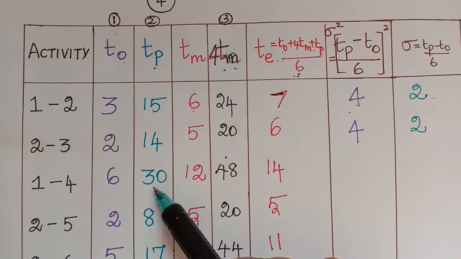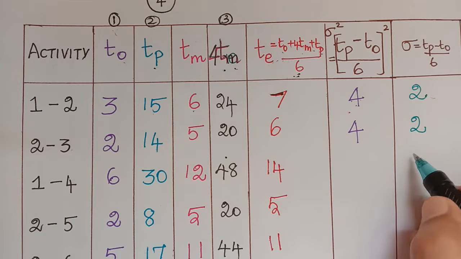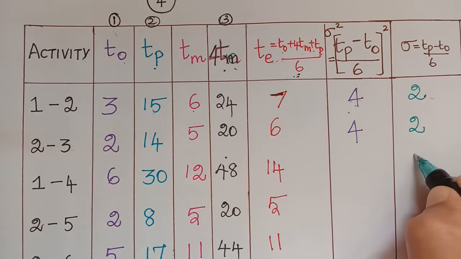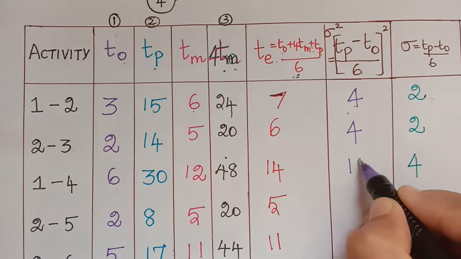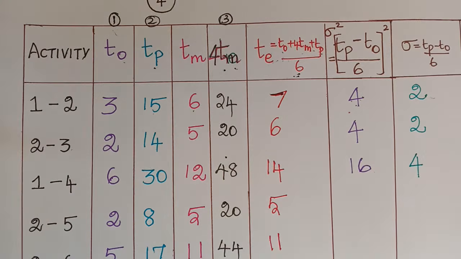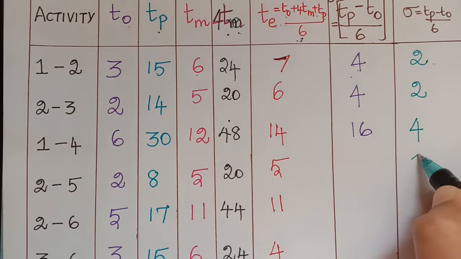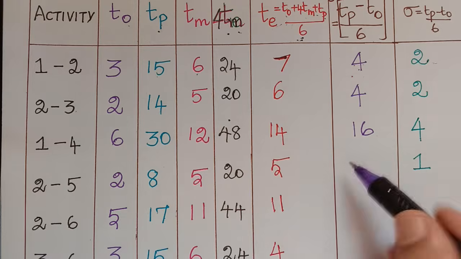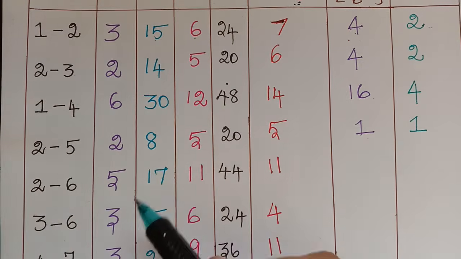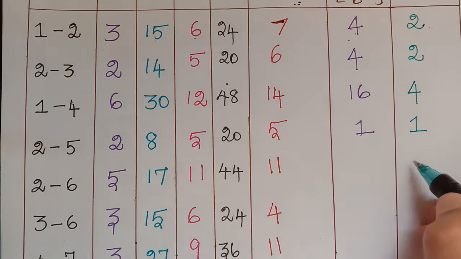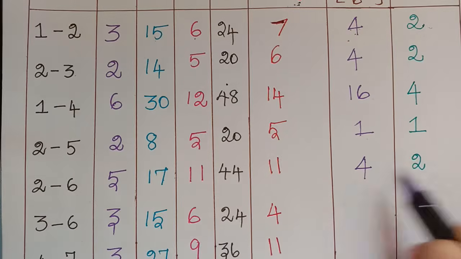The next one is 30 minus 6, which is 24 divided by 6. So 24 divided by 6 will give us 4. So we have to write 4 here. And the square of this 4 is 16, which we have to write here. The next is 8 minus 2, which is 6. So 6 divided by 6 will be 1. And the square of 1 is 1 again. The next one we have is 17 minus 5, which is 12. So 12 divided by 6 is 2. And the square of 2 is 4. So that we have to write here.